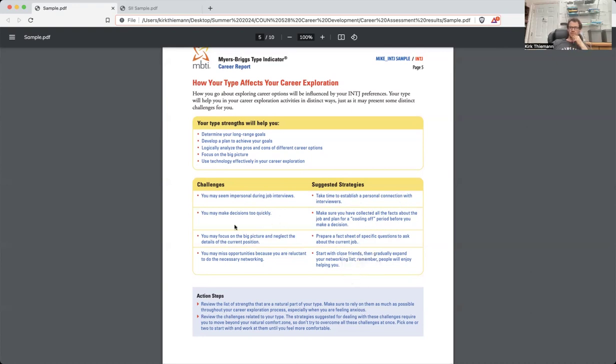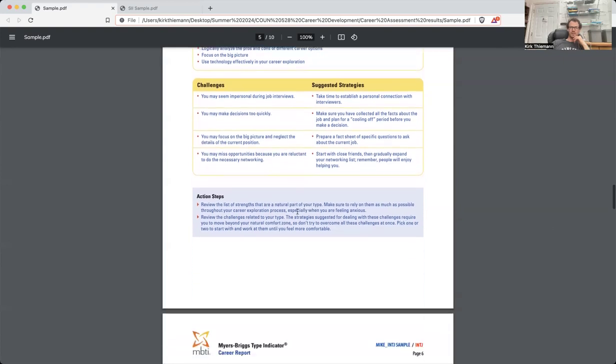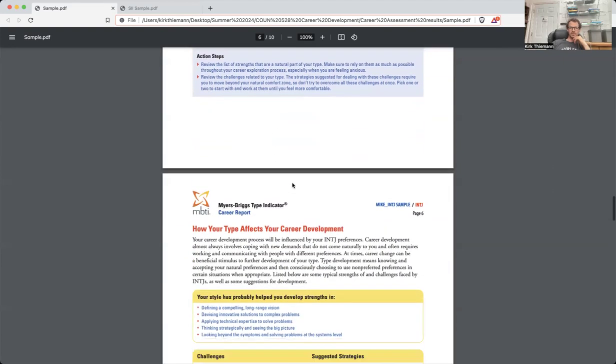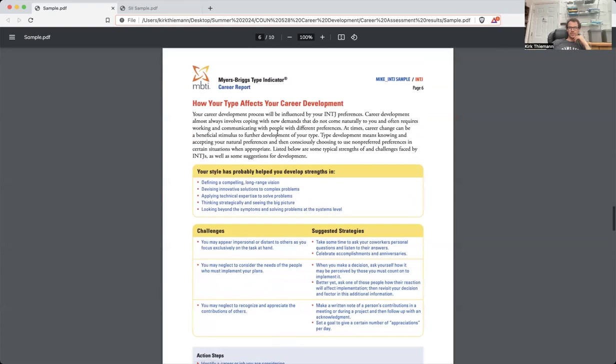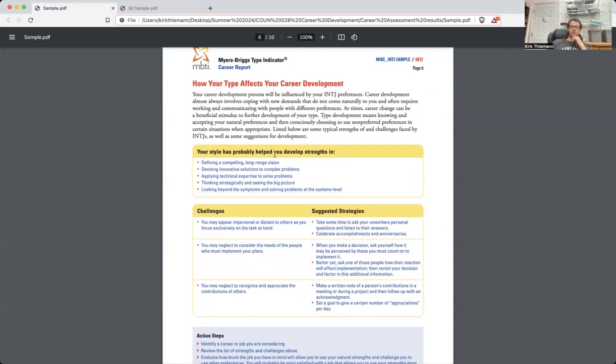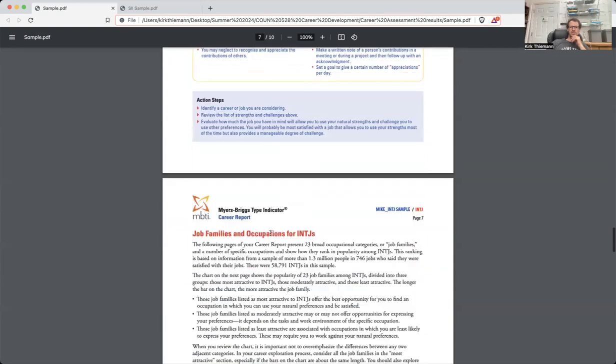The same goes for the remaining challenges and suggested strategies. Then action steps are there as well. Then the next page goes over the same information, but related to career development. So here's where your style has probably helped you develop strengths in defining a compelling long-term vision that's related to the career exploration process, thinking strategically and seeing the big picture. So once again, it talks about where your strengths might lie, but here are the challenges, and some suggested strategies.